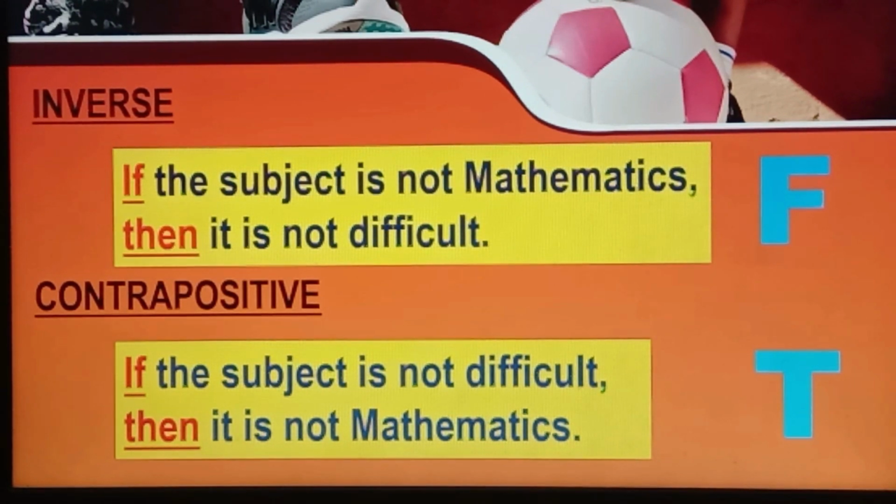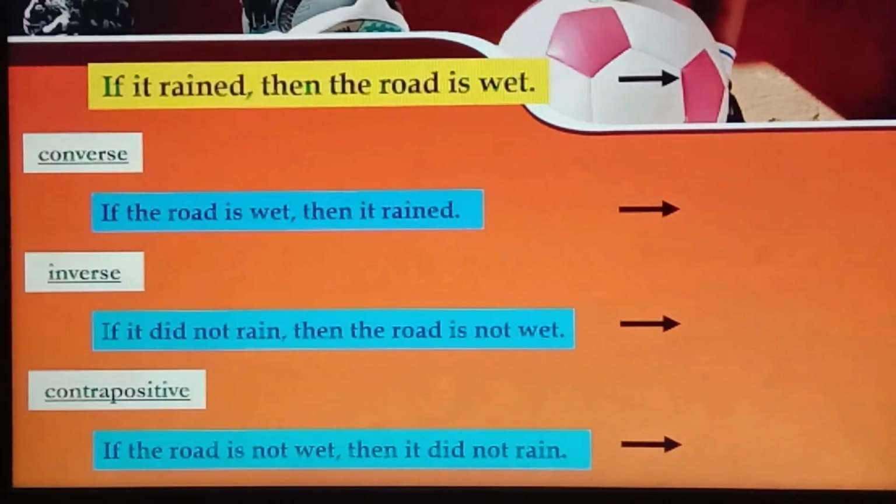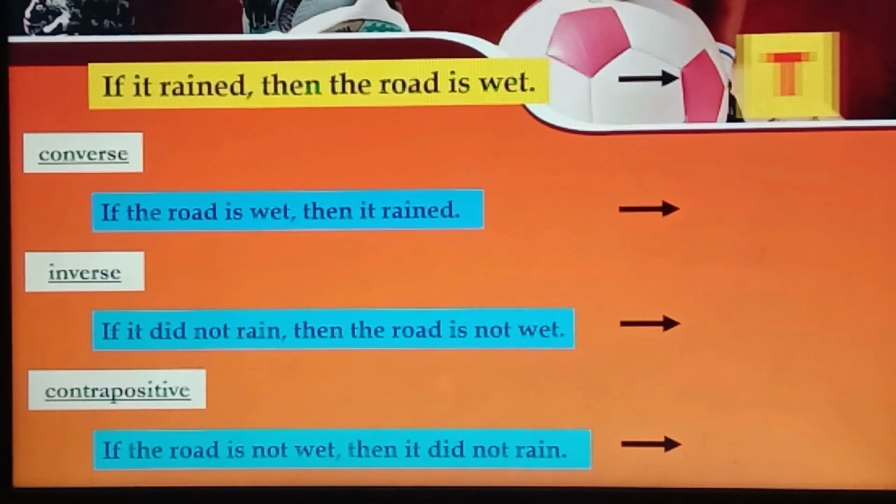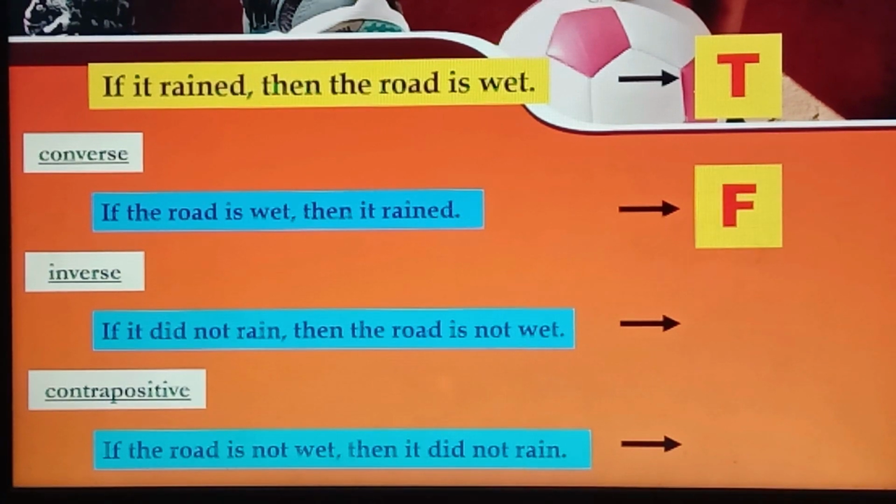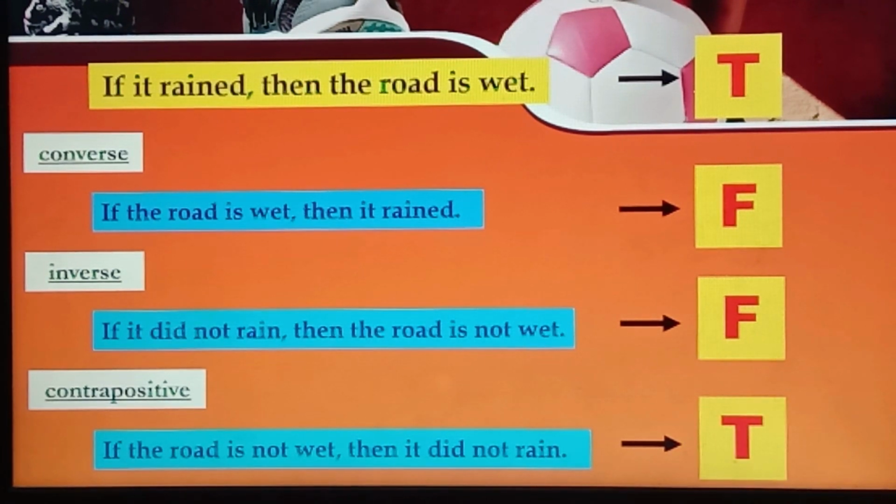Okay, so let us have another example referring to the truth value of the statements. Now let us have this example that we had before. If it rained, then the road is wet. So let us assume that this is true. Then the converse would be false: if the road is wet, then it rained, because there could be other reasons why the road is wet. Now, for its inverse, it will be logically false. And then for the contrapositive, it will be logically true.